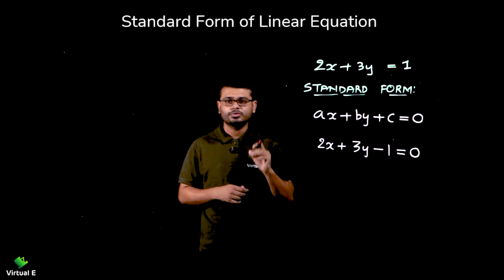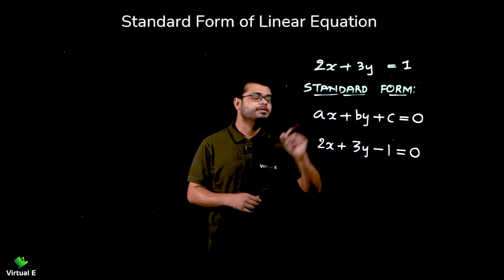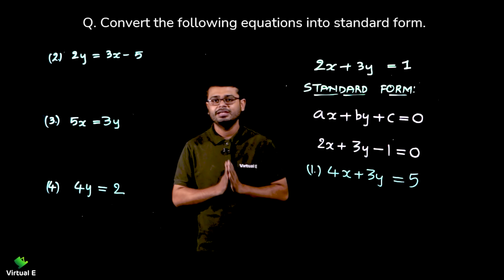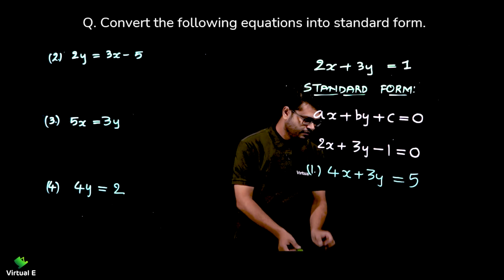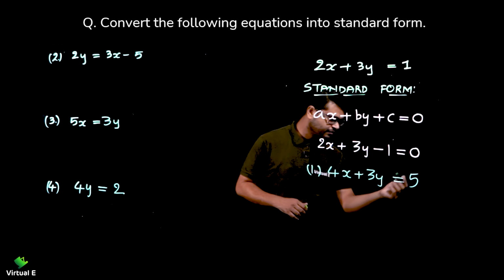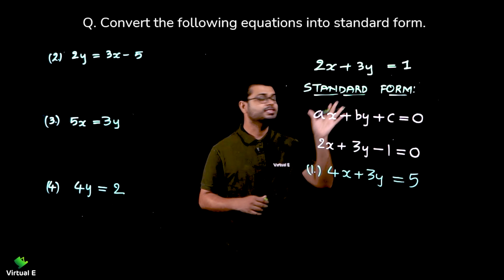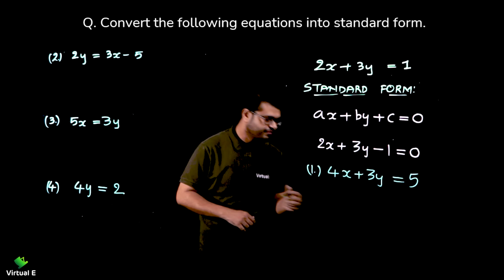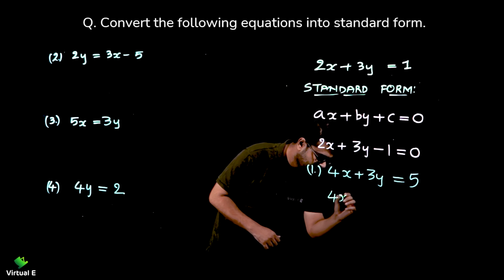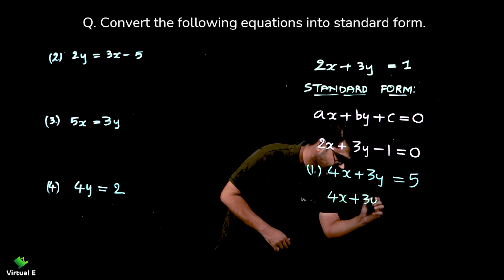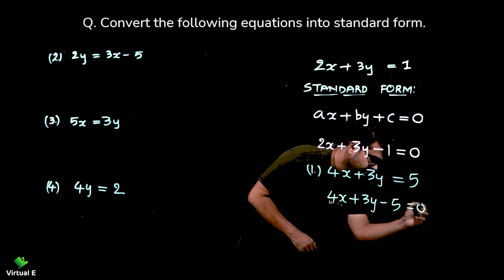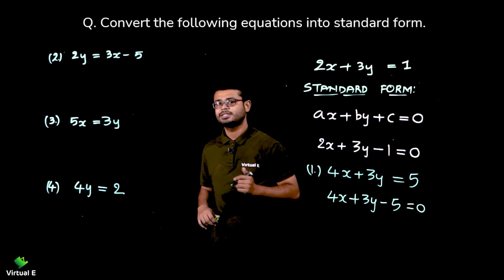Now let's discuss a few questions related to how to convert into the standard form. Let's start the first question. So here 4x plus 3y is equal to 5. This is similar to the case that we discussed. You shift the 5, then it will be in the standard form. So 4x plus 3y, this plus 5 will become minus 5 is equal to 0. So this is the standard form.